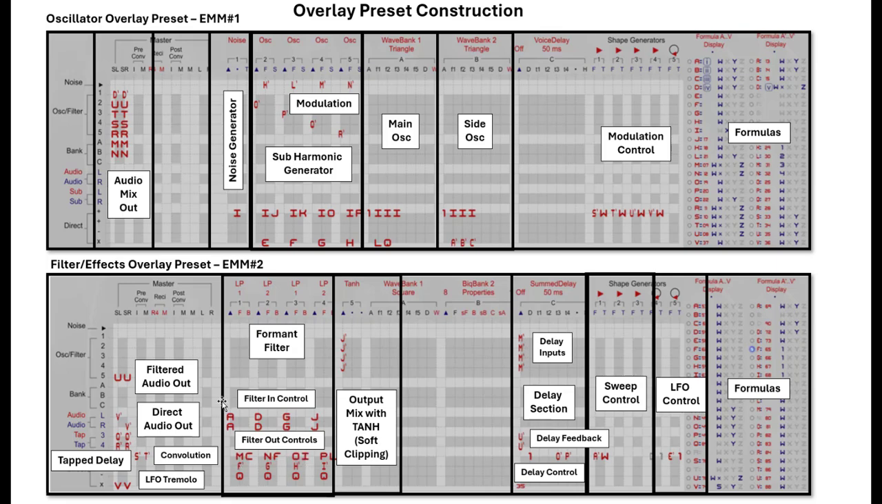The output of that is sent into this new tanh module that's in the newer firmware that provides some soft clipping functions. And we also feed the inputs into some delay where we can create a dual tapped output with some feedback for some extra effects processing. We'll use the shape generator for the sweep control, and we'll also add a shape generator for LFO control, which we'll add as a tremolo option on the output. You can see we have a lot more formulas available now.